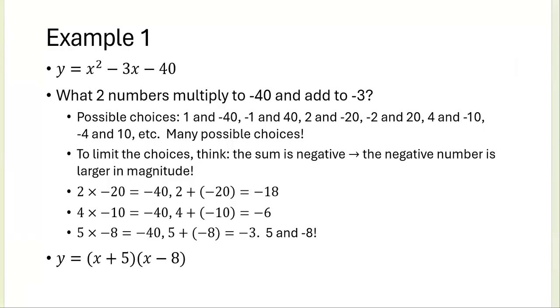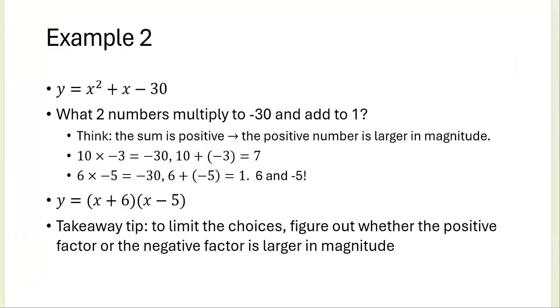Okay, let's do another example. We have x squared plus x minus 30. The procedure is the exact same. We need two numbers that multiply to negative 30 and they add to positive 1. Okay, so let's help limit our choices again. This is positive, yeah?